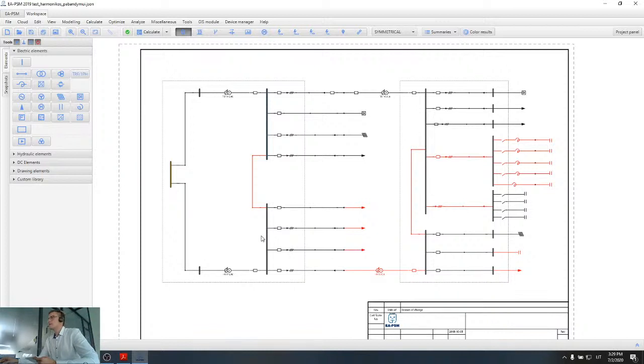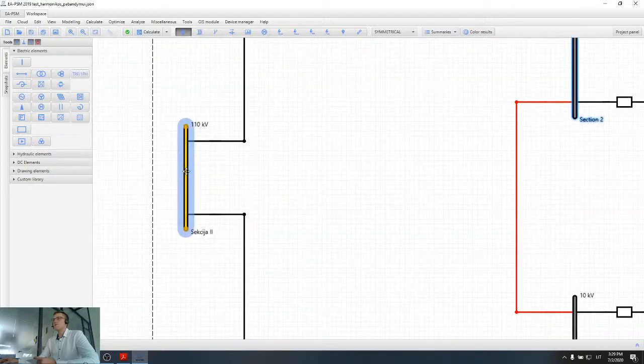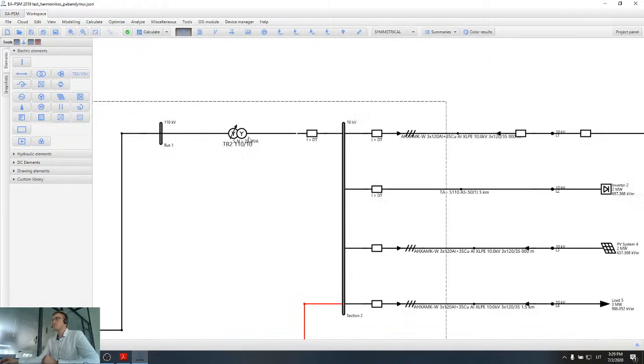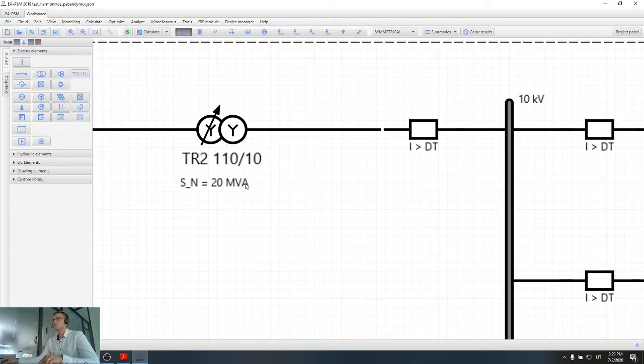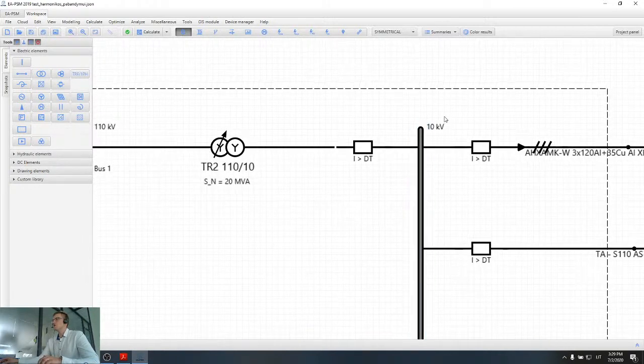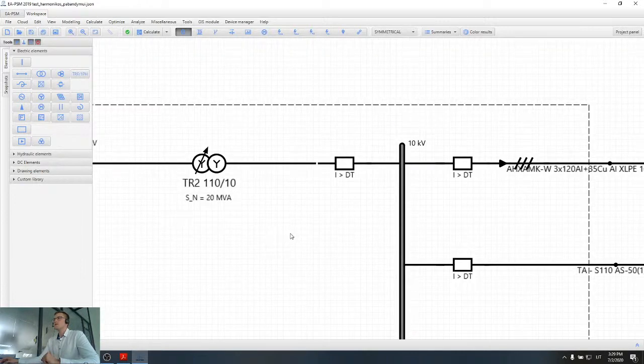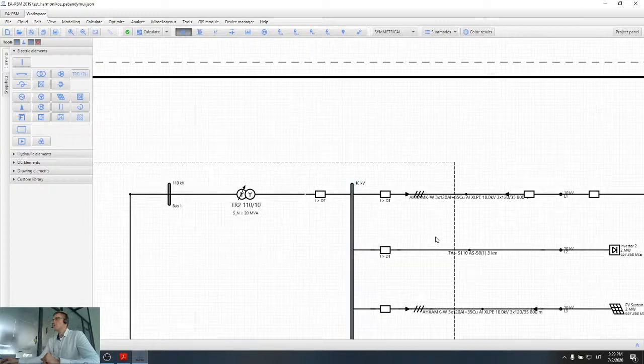So before that, I would like to introduce the network itself. Basically the network starts from a high voltage side. It's 110 kilovolt, and this is the voltage level which we have in our country. And this high voltage is reduced through 20 megavolt amps transformers to a medium voltage network which is 10 kilovolts. So this is the main idea about the network.